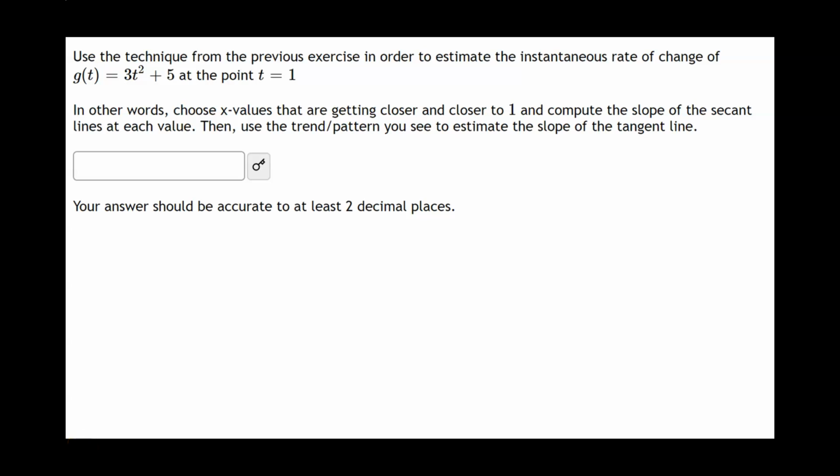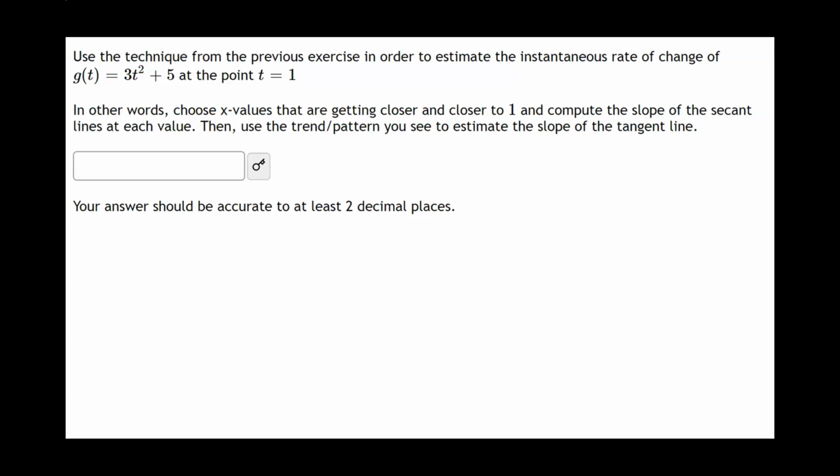So for this problem, we want to use the technique in order to estimate the instantaneous rate of change for the function g of t equals 3t squared plus 5 at the point t equals 1. So what we're trying to do is find the different slopes as our values of t get closer and closer to 1. So we have to start a little bit further away from t equals 1 and get closer and closer to it.